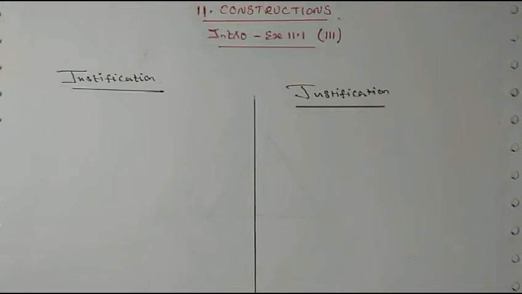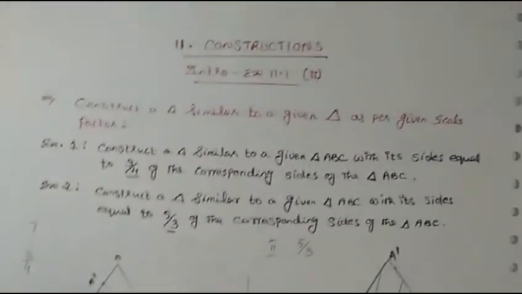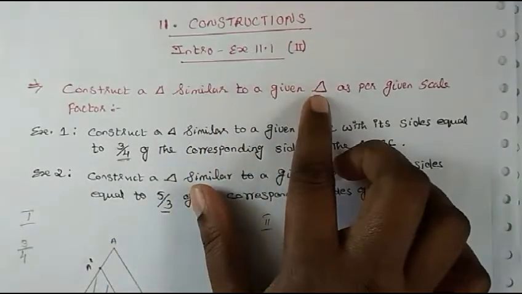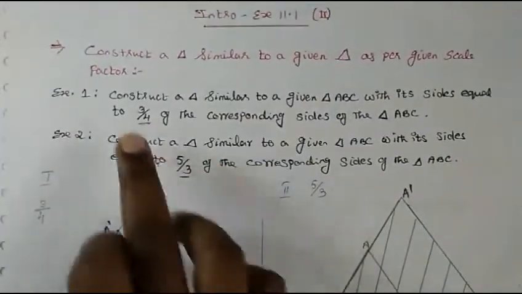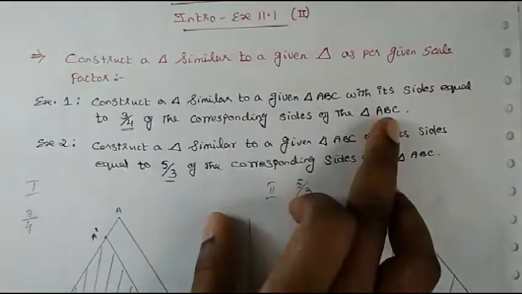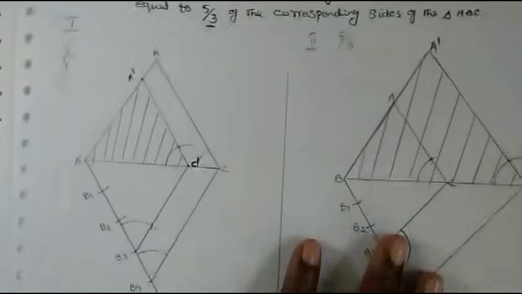Today we are going to study chapter 11 constructions, introduction for exercise 11.1 part 3. In part 2 we studied how to construct a similar triangle to a given triangle as per the given scale factor. We had two questions where we have to construct a similar triangle 3 upon 4th of the corresponding sides of the triangle ABC. Another one was 5 upon 3 times. So that is like this.